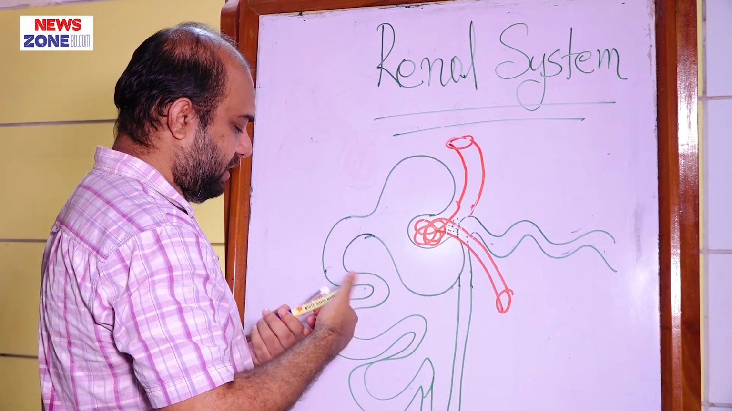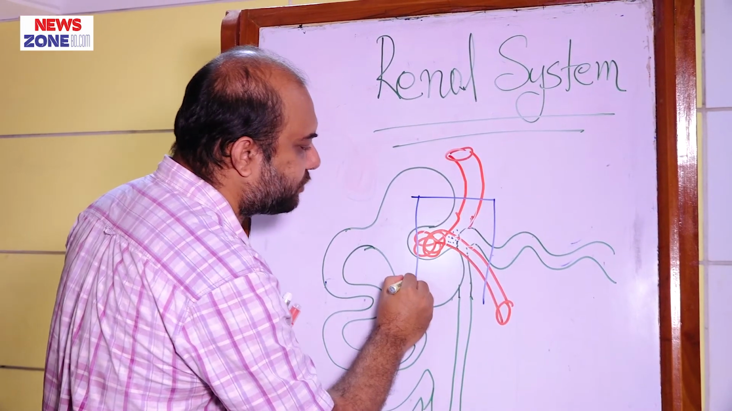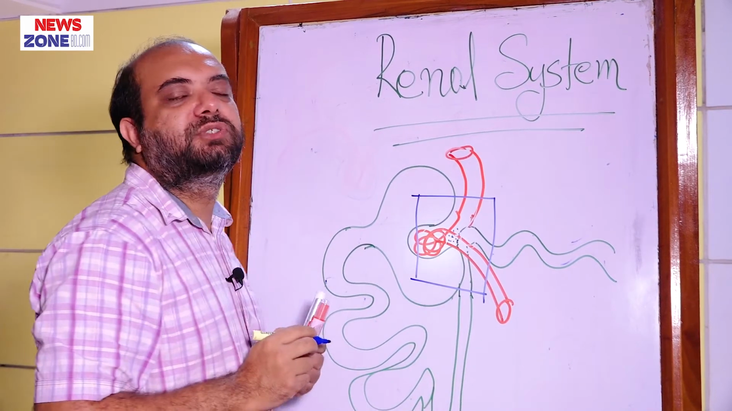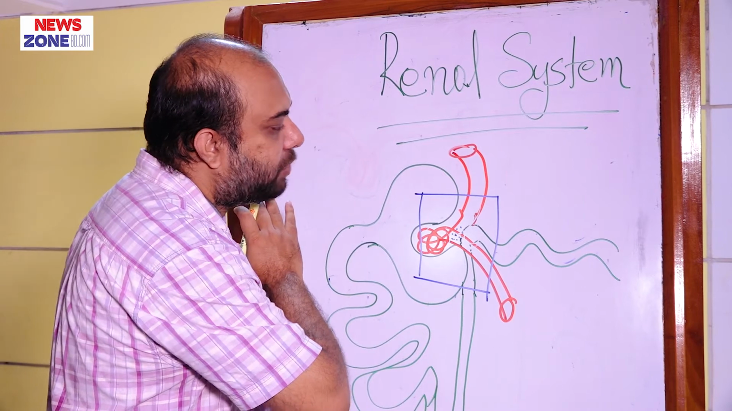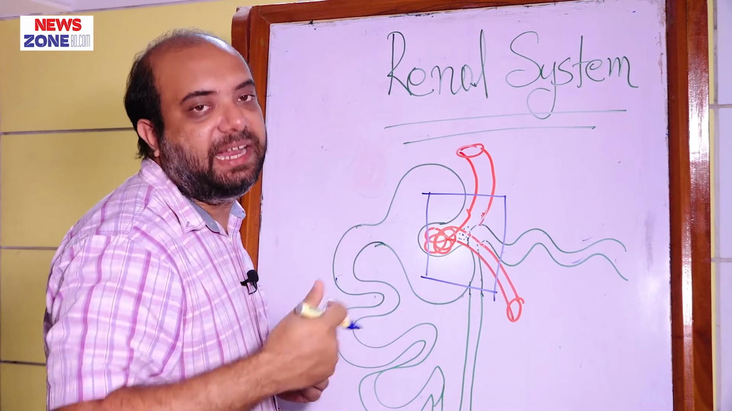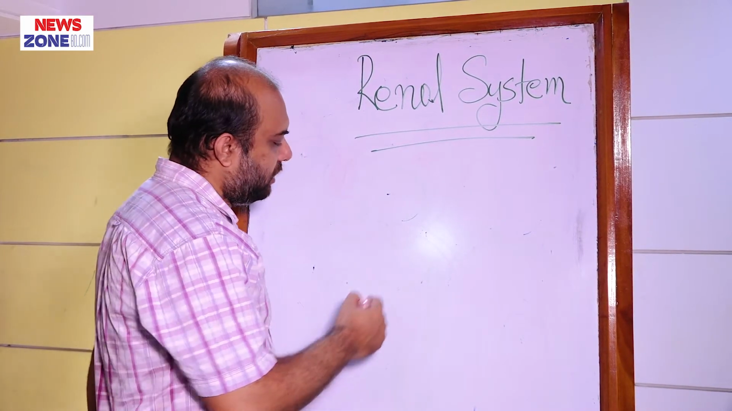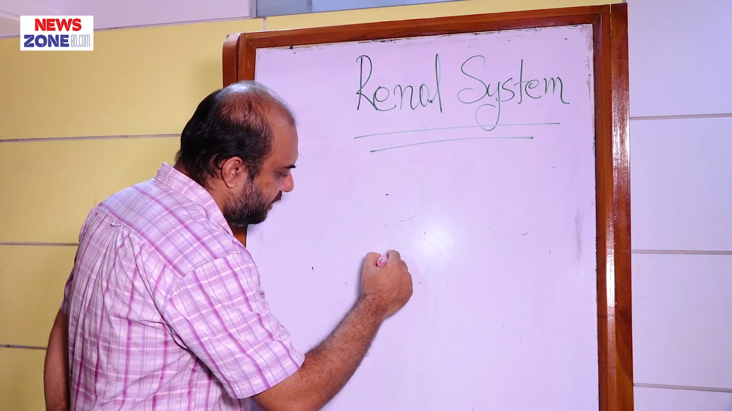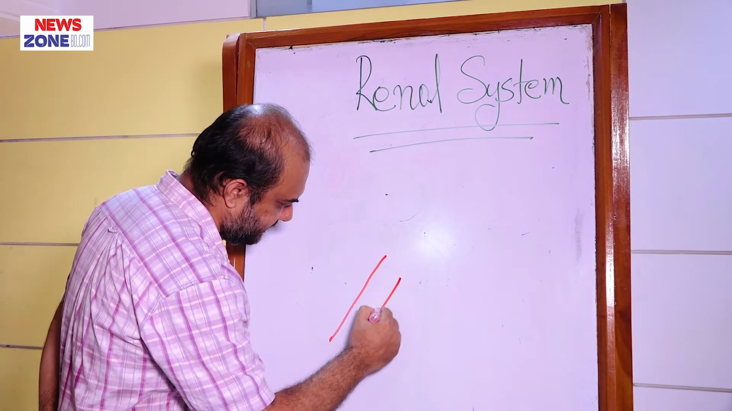So this squared portion is known as juxtaglomerular apparatus. Now we will cross section it and will see it in another view. After cross sectioning it, what will we find? We will find something like this.